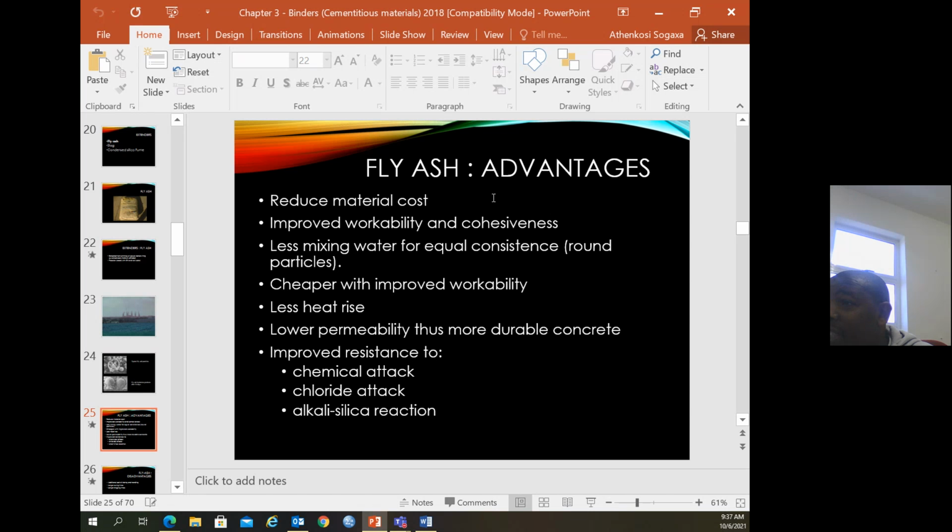And fly ash advantages, it's very important that you know the advantages, which reduce the material cost, improve the workability and cohesiveness of the concrete that you're mixing, less mixing water for equal, consistent, and round particles, cheaper with improved workability, less heat arise, low permeability, thus more durable concrete. It improves the resistance to chemical attackers, chloride attackers, alkali silica reaction.